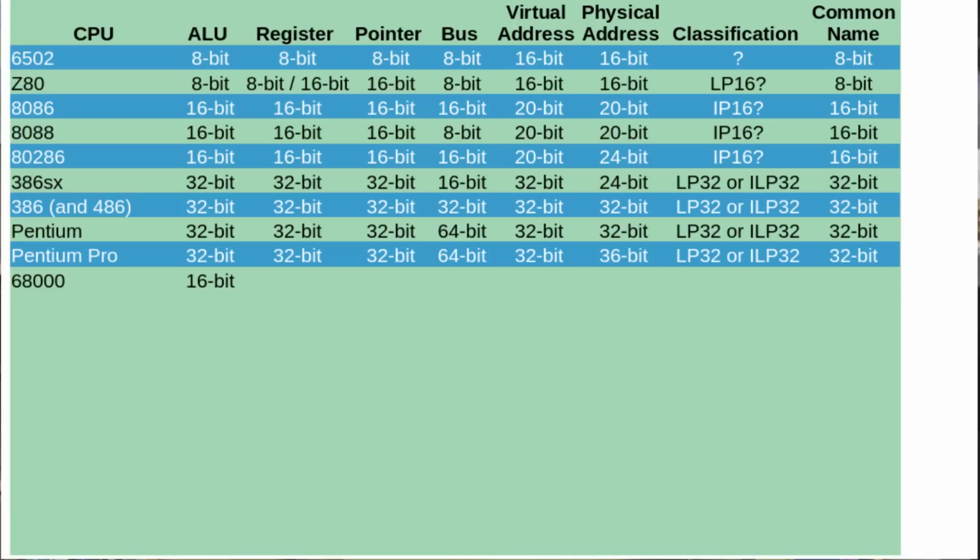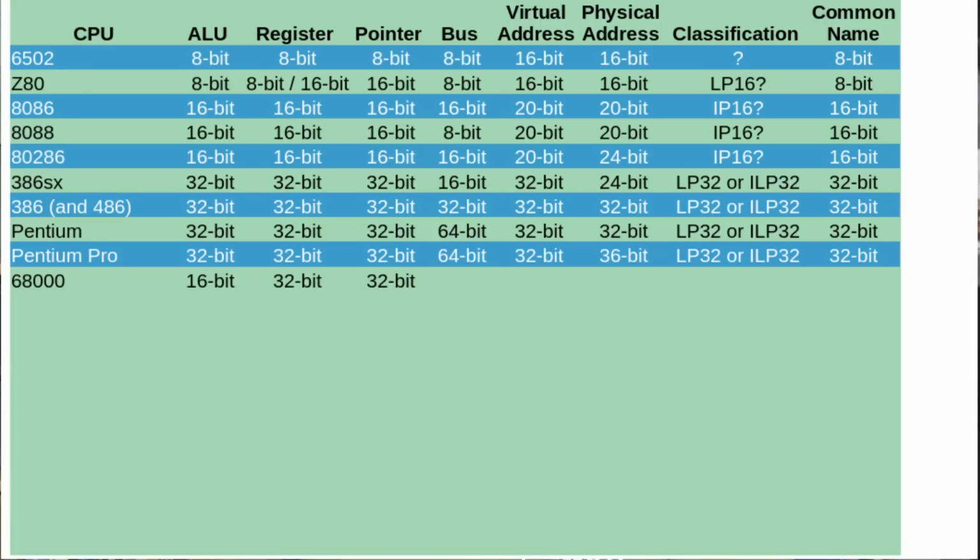Switching gears slightly, the 68000, which is the first processor I ever really programmed on: 16-bit ALU, 32-bit registers, but you can use the bottom half of the registers as 16-bit values. It's not quite like on the 8086 where you can split and independently talk about the top half and the bottom half of the 16-bit registers as independent 8-bit values. You can just look at the low 16 bits of your 32-bit register. Pointers are 32 bits, the bus is 16 bits, the virtual and physical address spaces are both 24 bits.